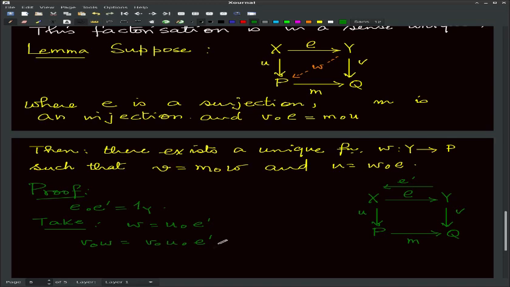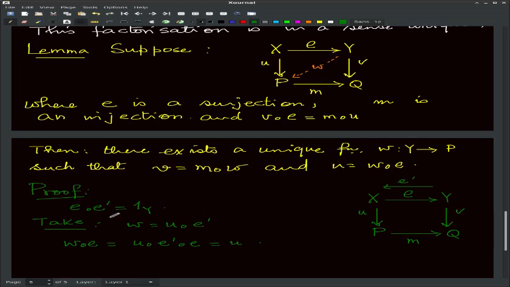Now V composed U composed U prime. What did I make? Sorry. So not V composed W, sorry, W composed E is U composed E prime composed E. But remember, this is identity, so this is U.